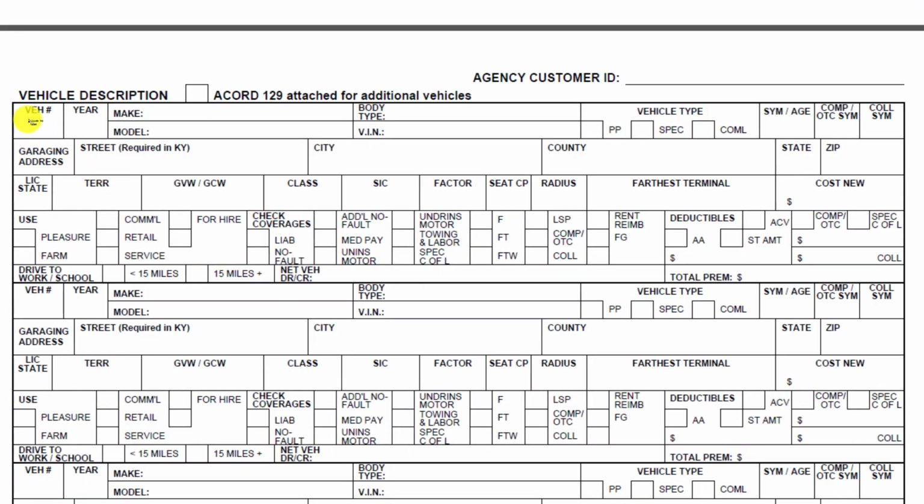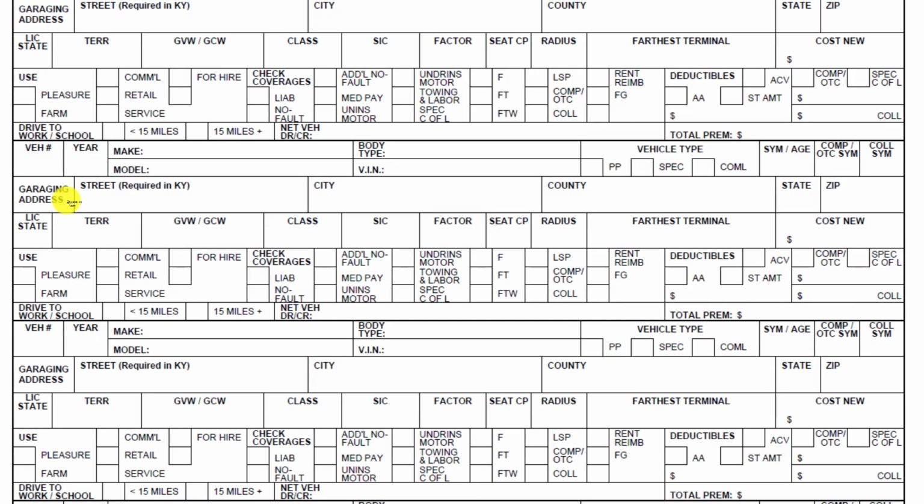Okay, so this is where we're going to list the vehicle, and if you run out of drivers and you need to attach the 163, you can attach the 129 if you need additional vehicles listed if there's not enough room on here.